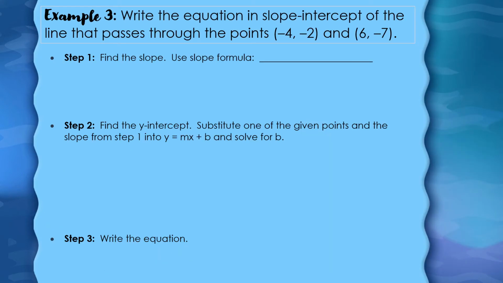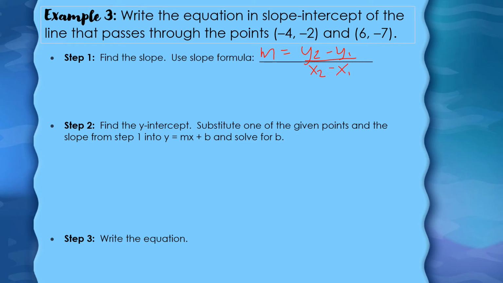For example 3, we are now given 2 points, and we want to write the equation given those 2 coordinates. So the first step is always going to be to find the slope. And to find the slope, I would use the formula for slope. So the formula for slope is y2 minus y1 over x2 minus x1.